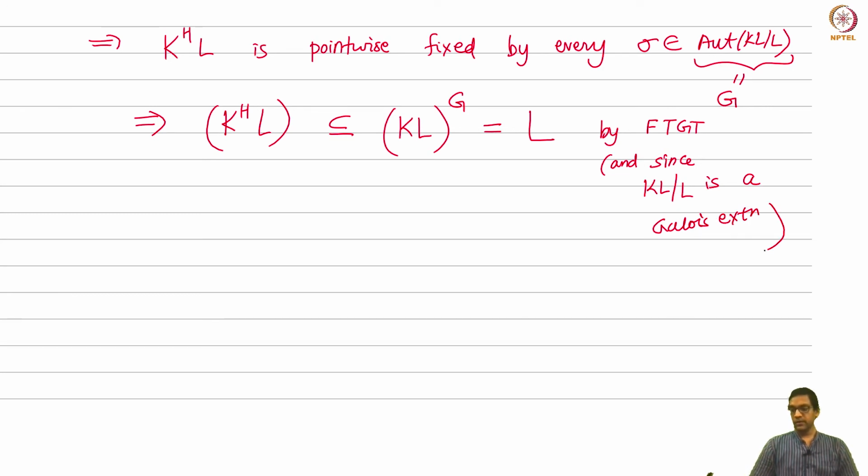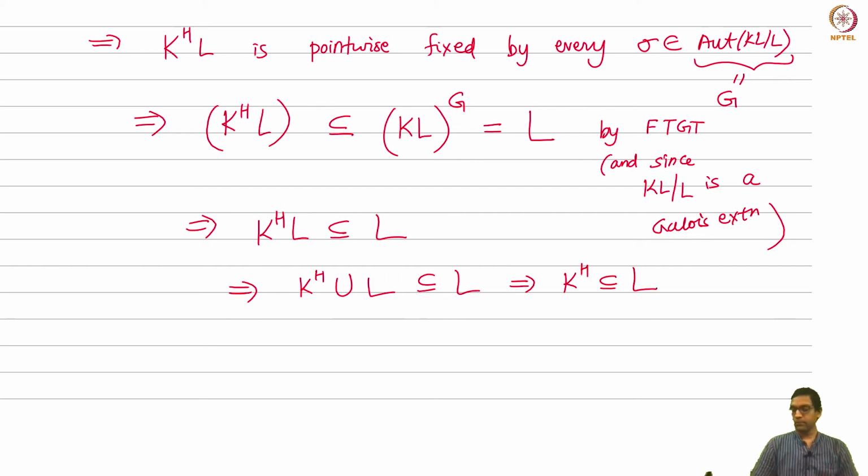Okay, so we are using the fact that KL over L is Galois, and therefore the fixed field of the full Galois group has to be the base field. So what does that mean? It says KHL is a subset of L. That's a strange thing because L is already there. What it says is if you take the composite of L with this other field, you don't get anything more than L, you just get L itself. That means that KH, in particular, KH union L is contained in L. This means that KH itself is contained in L.